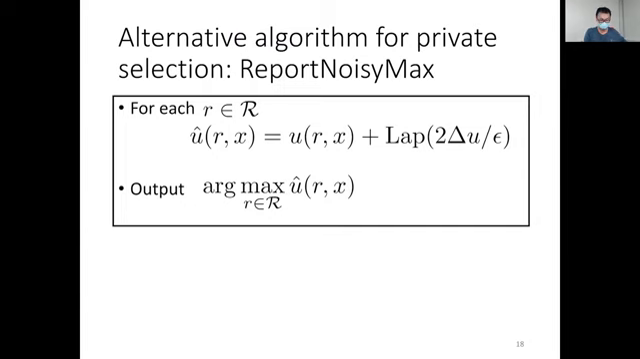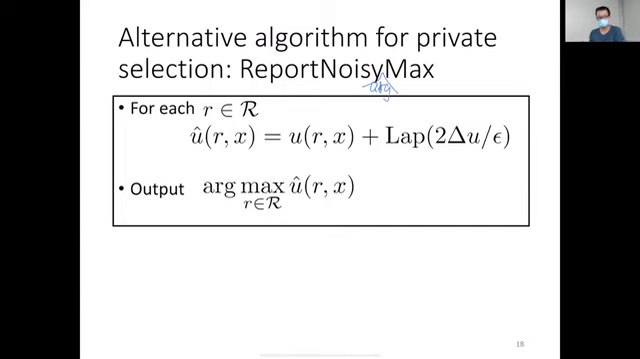Hey everybody, welcome back to the lecture. Let's continue to talk about private selection. Just now we talked about the exponential mechanism and gave a few examples of it, and applied it to the problem of linear query release. The exponential mechanism is one popular method, but it's not the only method for private selection. There are others. One of them is called report noisy max, or more precisely, report noisy argmax.